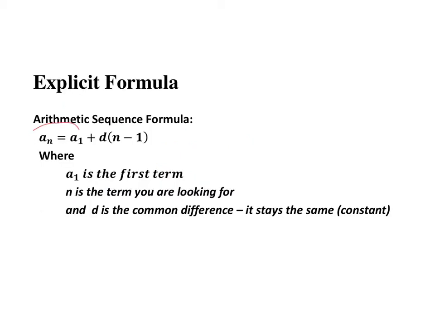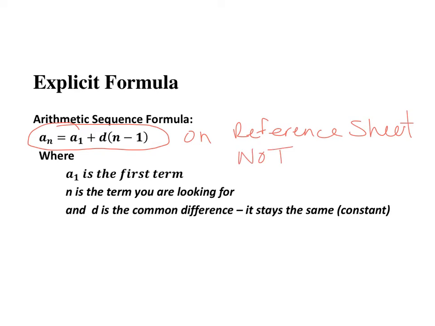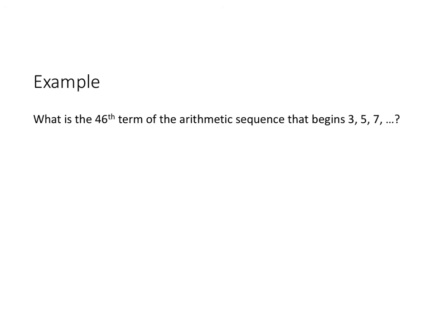Alright, here's our formula for an arithmetic sequence. This formula is on the reference sheet that you'll get when you take the EOC at the end of the year, but it is not on the ACT. And if you take the ACT 10 times, 8 out of those 10 times, you're going to have to use this formula. So you really should learn this formula now.